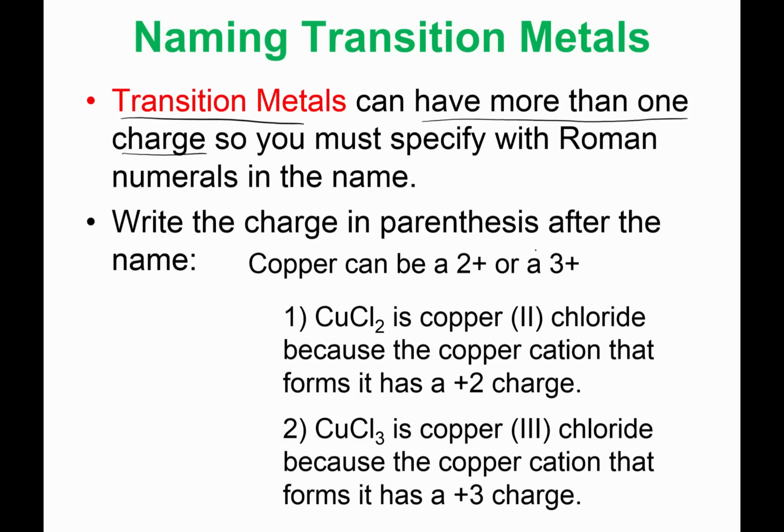So for example, copper can be either a 2+ or a 3+. And so if we have this compound, copper and 2 chloride ions, it means that that 2 came from the charge on copper, so it means that copper was a 2+, and chloride is always a 1-. So if you have copper 3 chloride, that means you have 3 chlorides. That 3 is indicating that copper had a 3+ charge on it, so it would be copper 3+. And then the chloride is always the same.